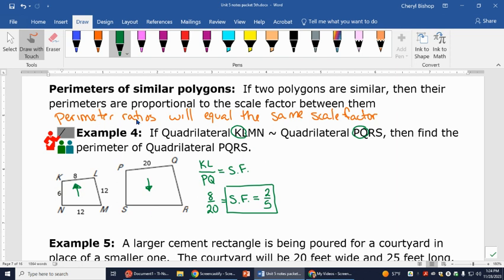I know that the ratio of my perimeters will equal the same scale factor. So that means if I take this first one that I have my up arrow in, the perimeter of KLMN, and I make a ratio with the other perimeter of the down arrow, PQRS, they're going to reduce to that exact same scale factor, 2 to 5.